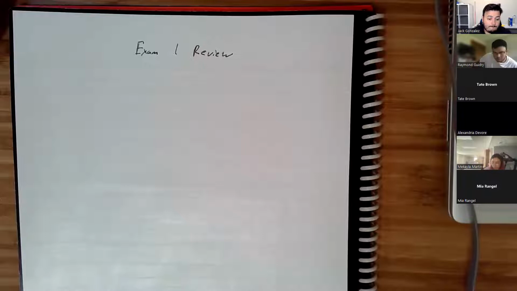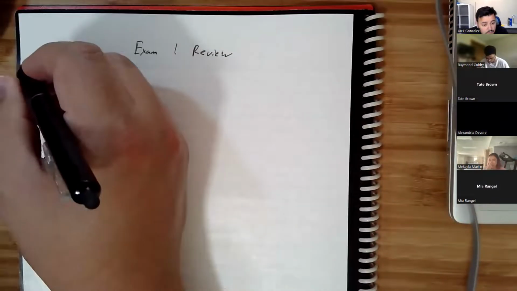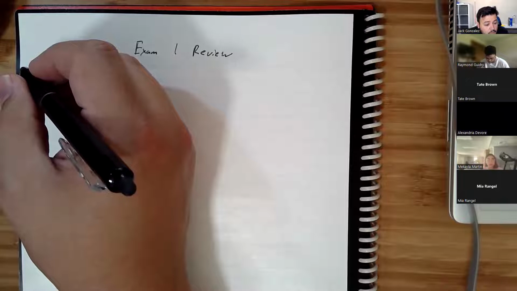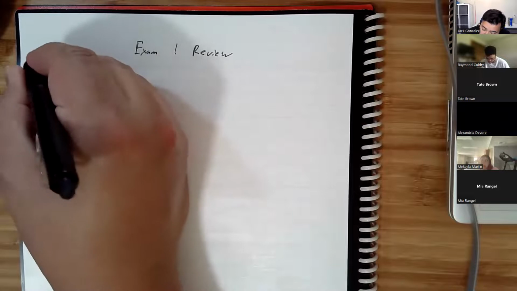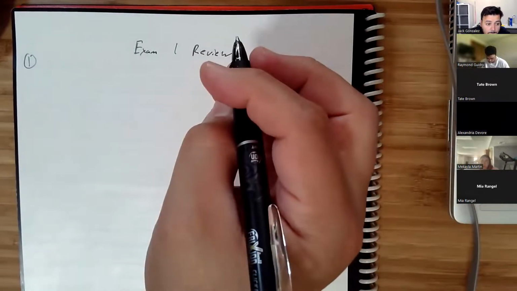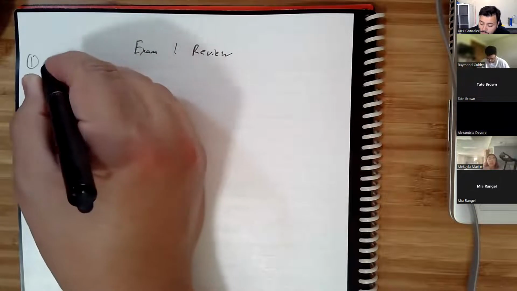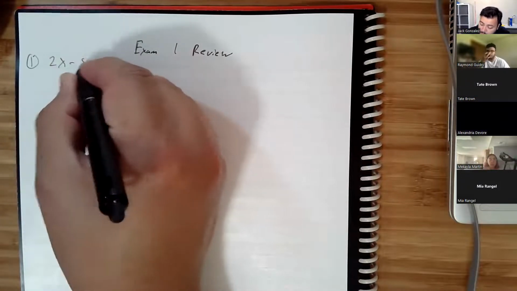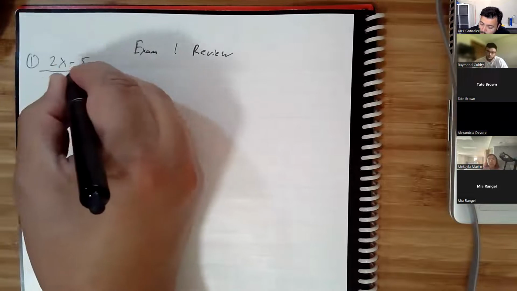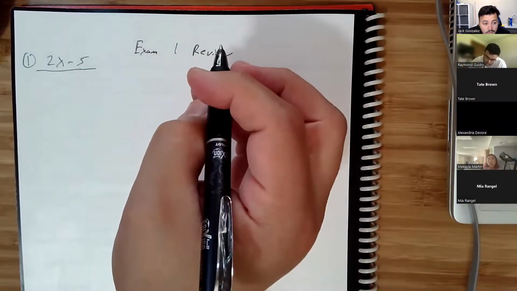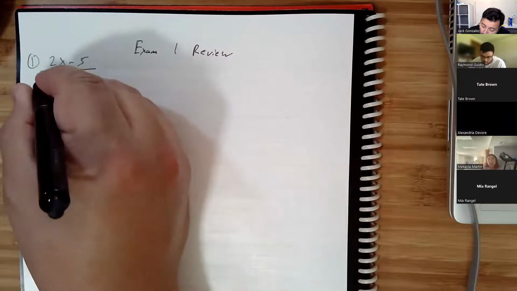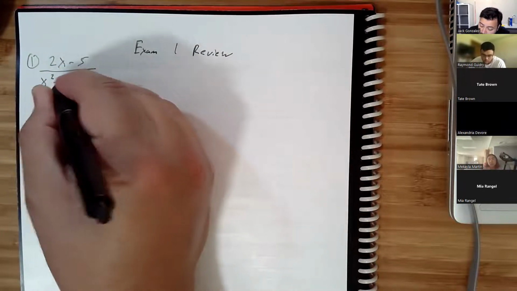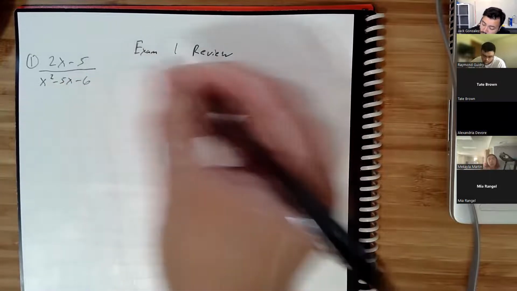All right. The partial fractions take forever, so I'm going to do at least 1 or 2 of them. I'll do number 1 and number 3, I guess. I'll leave number 2 to you. All right, so here we go. Question 1: 2x minus 5 over x squared minus 5x minus 6.